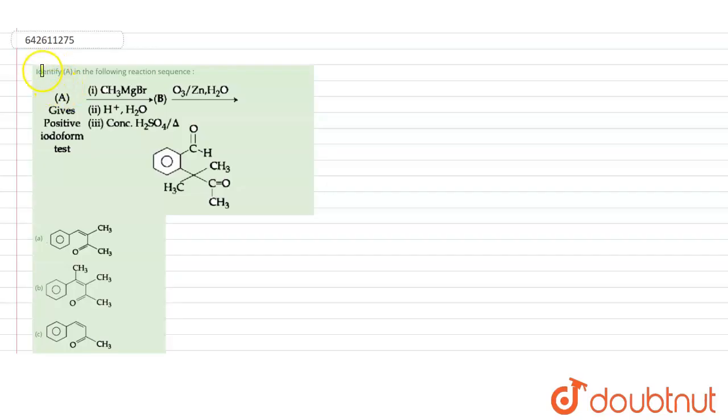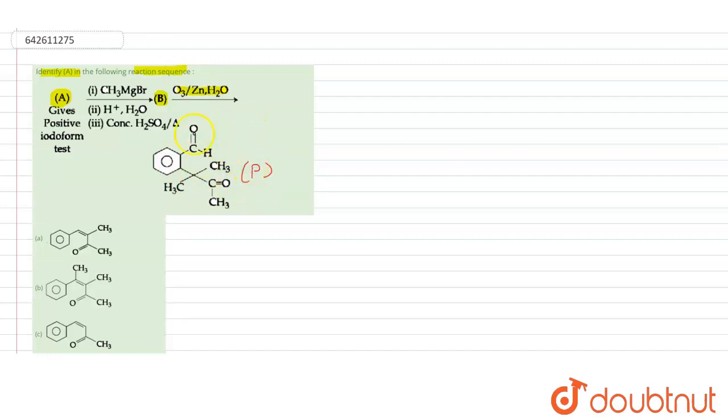Hello, so the question is saying this: identify the compound A in the following reaction sequence. So we have to identify this A compound. When this A compound is treated with CH3MgBr and then H3O+ and concentrated H2SO4, it forms a B compound. When B undergoes ozonolysis, it forms this product. Let's say this is the P product.